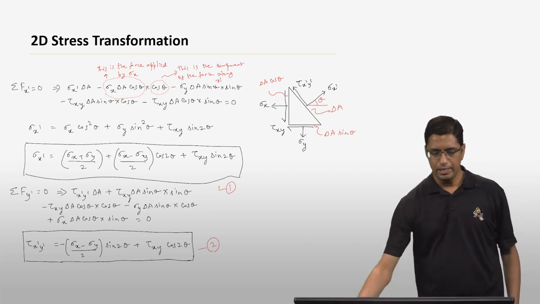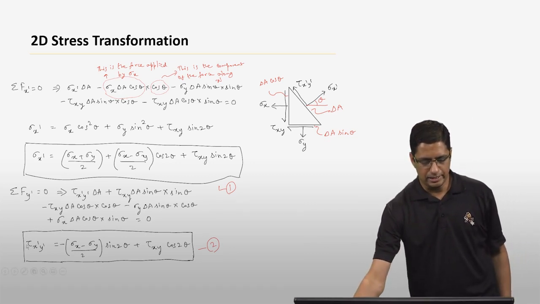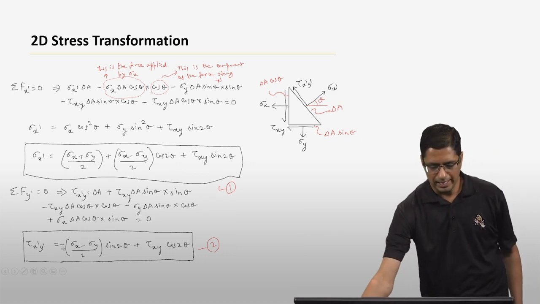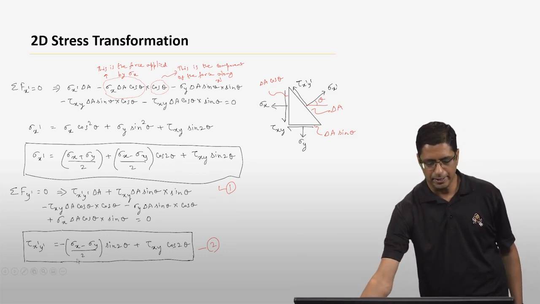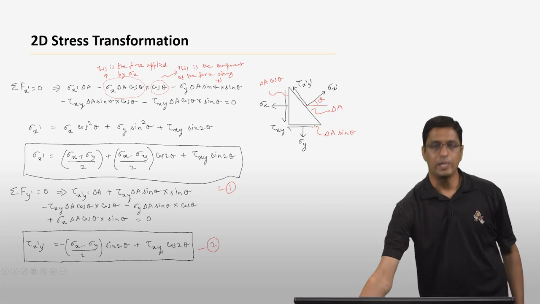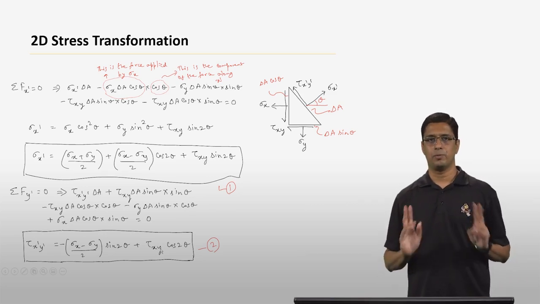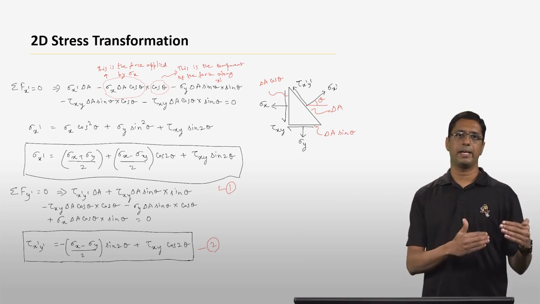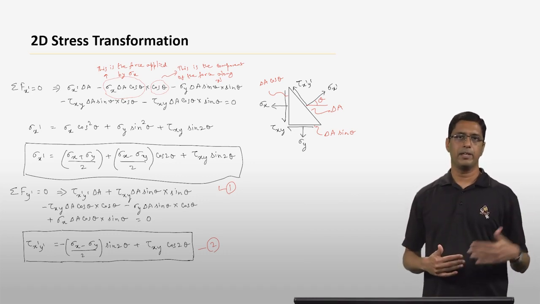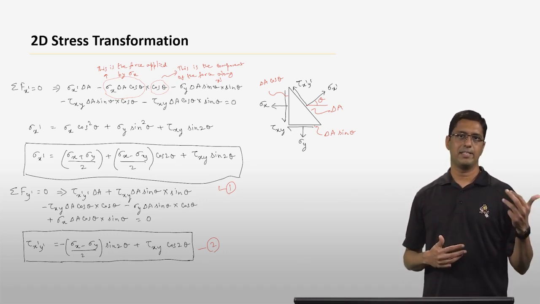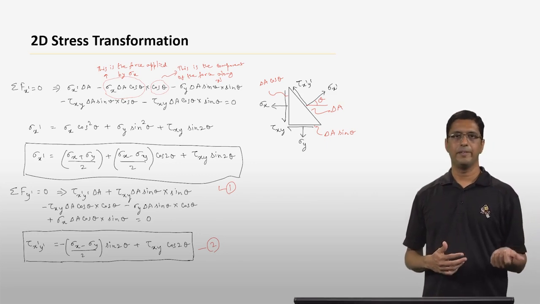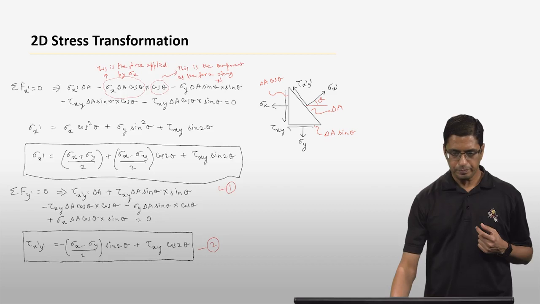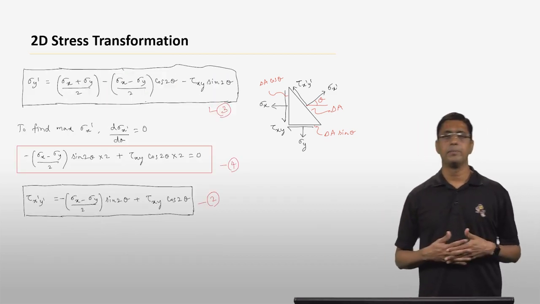And if you do that, you essentially get a relationship for tau x prime y prime that turns out to be something like this: it is minus of sigma x minus sigma y by 2 times sine 2 theta, plus tau xy cosine 2 theta. Okay, so what we have done here is we have written the unknown stresses sigma x prime and tau x prime y prime in terms of sigma x, sigma y, and tau xy, which are the known stresses in the initial coordinate system.